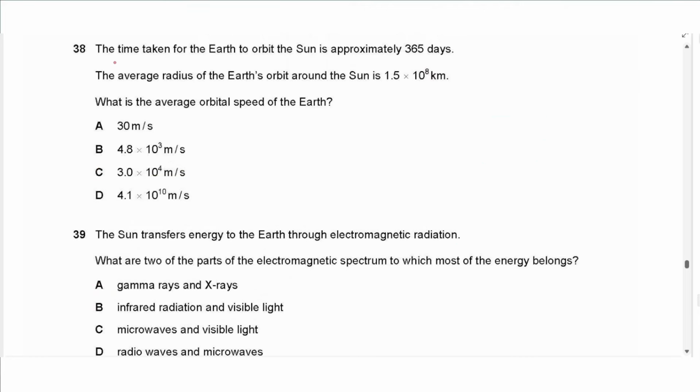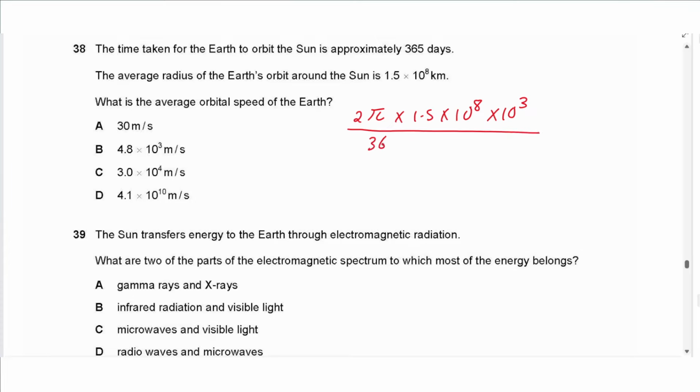Question 38 says the time taken for the Earth to orbit the Sun is approximately 365 days. The average radius of the Earth's orbit around the Sun is 1.5 times 10 to the power of 8 kilometers. What is the average orbital speed of the Earth in meters per second? So we divide the circumference of the orbit, which is 2 pi r. So 2 pi times 1.5 times 10 to the power of 8, but that's in kilometers. So we need to multiply by 10 to the power of 3. Then we divide by the time in seconds.